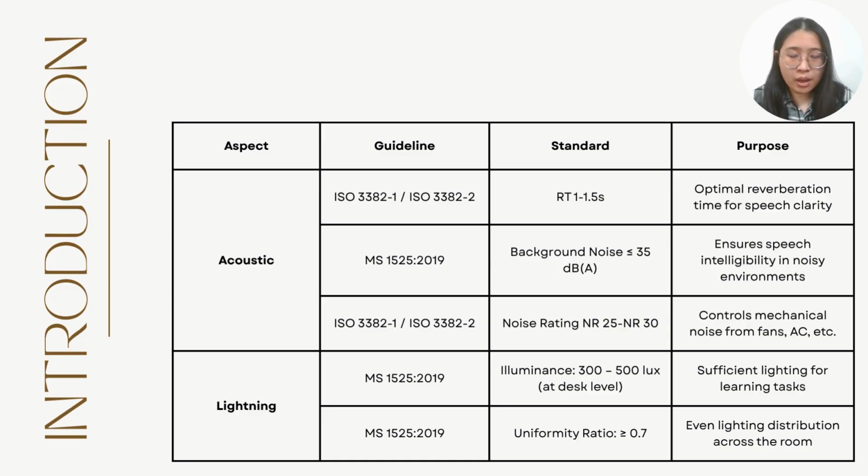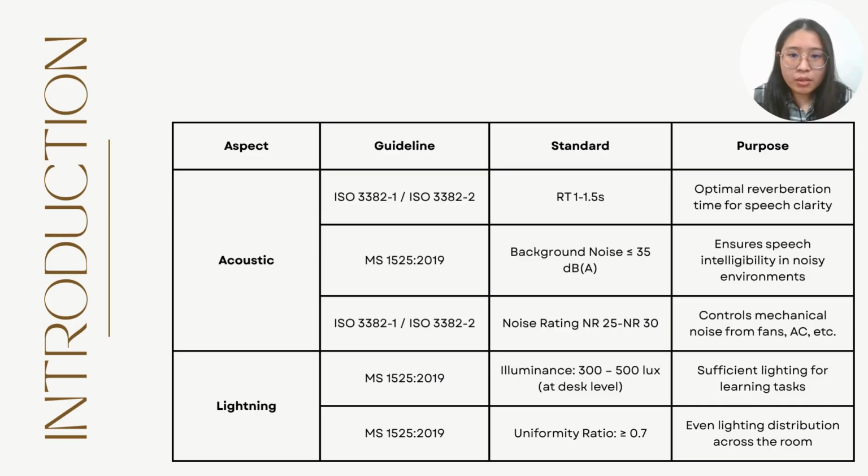To evaluate the acoustic and lighting performance in DEWAN KULIAH 8, several guidelines have been referred to. First is ISO 3382-1-2, which states that the reverberation time for a classroom should be between 1 and 1.5 seconds, and the noise rating should be between 25 and 30 in order to ensure speech clarity. Second, we refer to MS 1525-2019. The background noise for a classroom should be less than or equal to 35 decibel A-weighted in order to ensure speech intelligibility in a noisy environment.